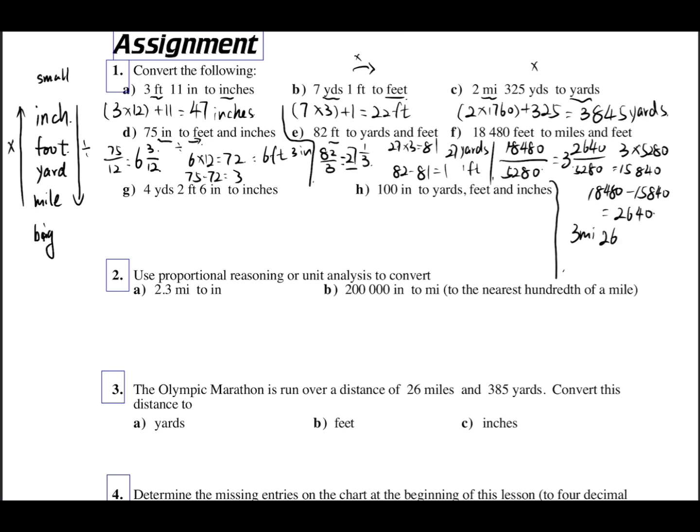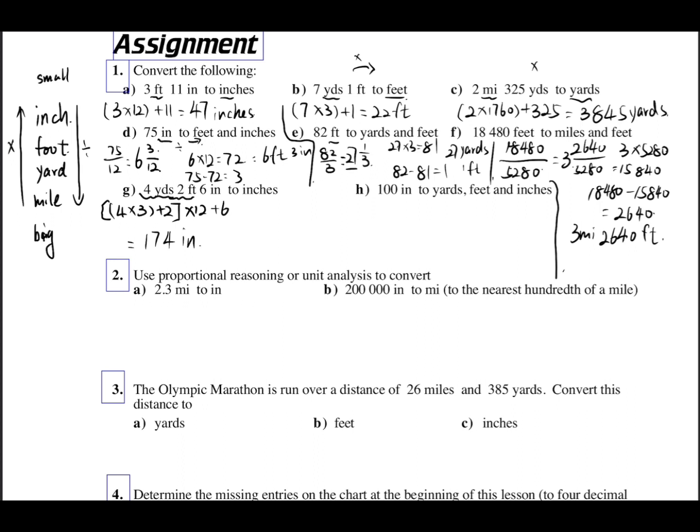And 2040. And next one, G, 4 yards, 2 feet and 6 inches. So we can change these things to feet and then change everything to inches. So it's 4 times 3 plus 2, so this is the total in feet. And then for the big part times 12 and plus 6, and this is equal to, okay.